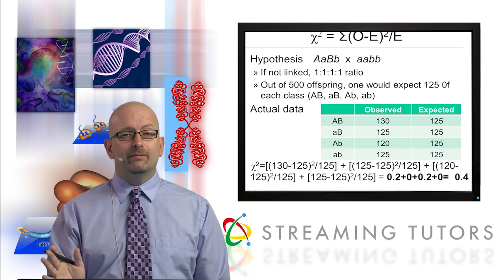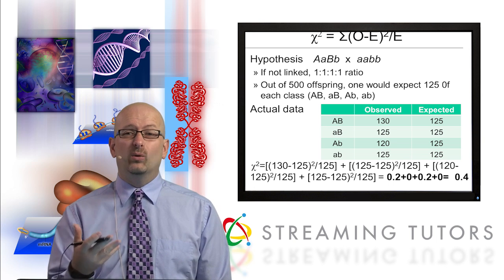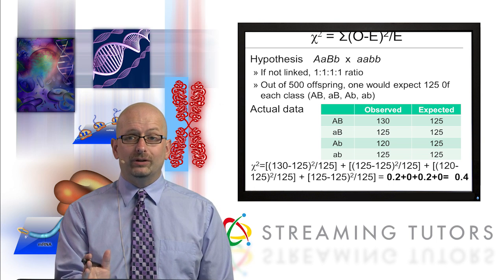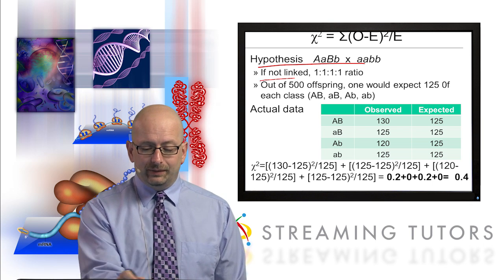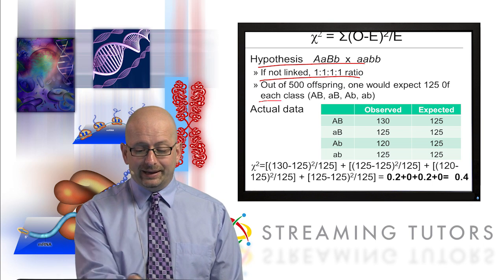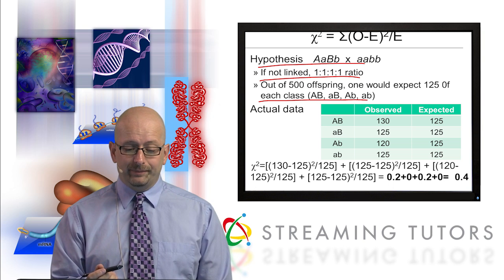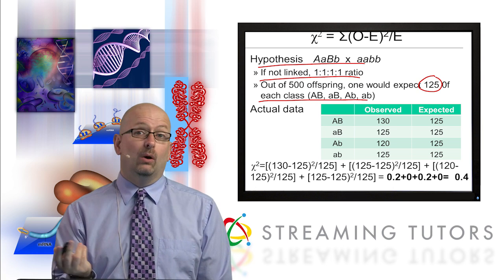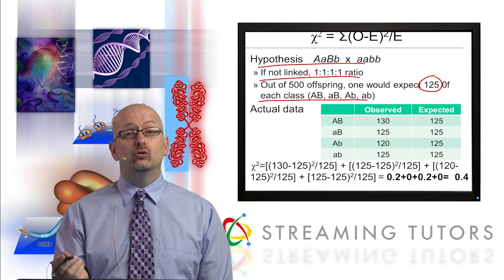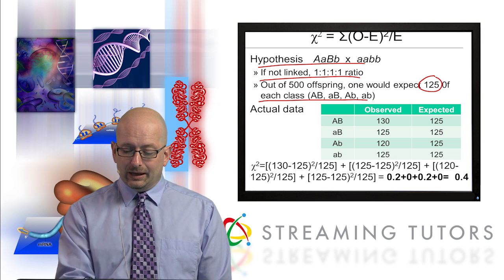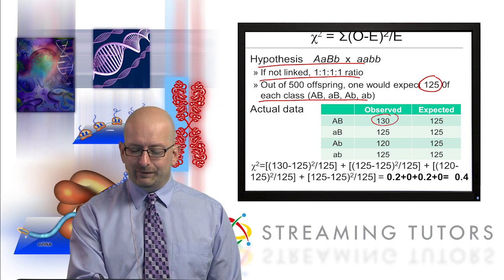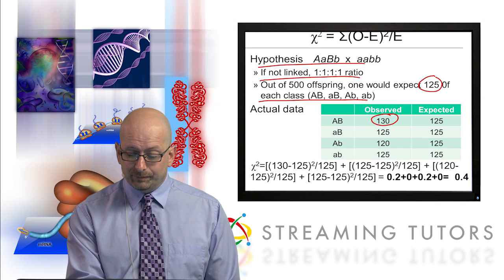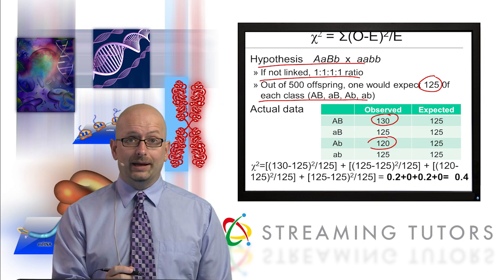All of these are of the same form, so I don't want to rush it, but I don't want to bore you if you understand it. Here, the cross is exactly the same, the hypothesis is the same, and we're going to count 500 offspring, right? Again, you'd expect a 1-to-1 ratio, or 125 of each. So I made it here so that they're just slightly off. Instead of 125, you saw 130 of one class, you saw 120 of the other class.